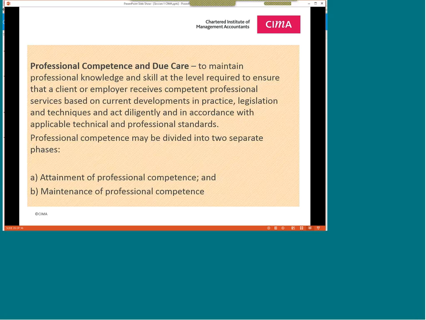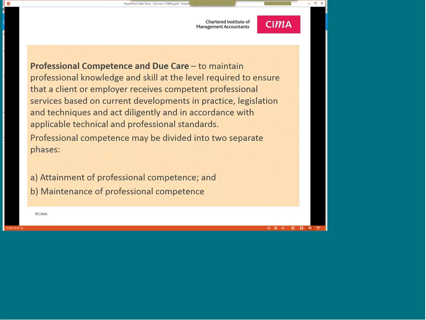And you can do it in 2 ways. Firstly, what you are doing at the moment, you are acquiring professional competence, or in this case, a professional qualification. And then the second step will be to maintain your professional competence through what we call CPD, continuous professional development. So this is the way you can keep professional competence, and at the same time you should perform your duties with due care based on your knowledge and skills.